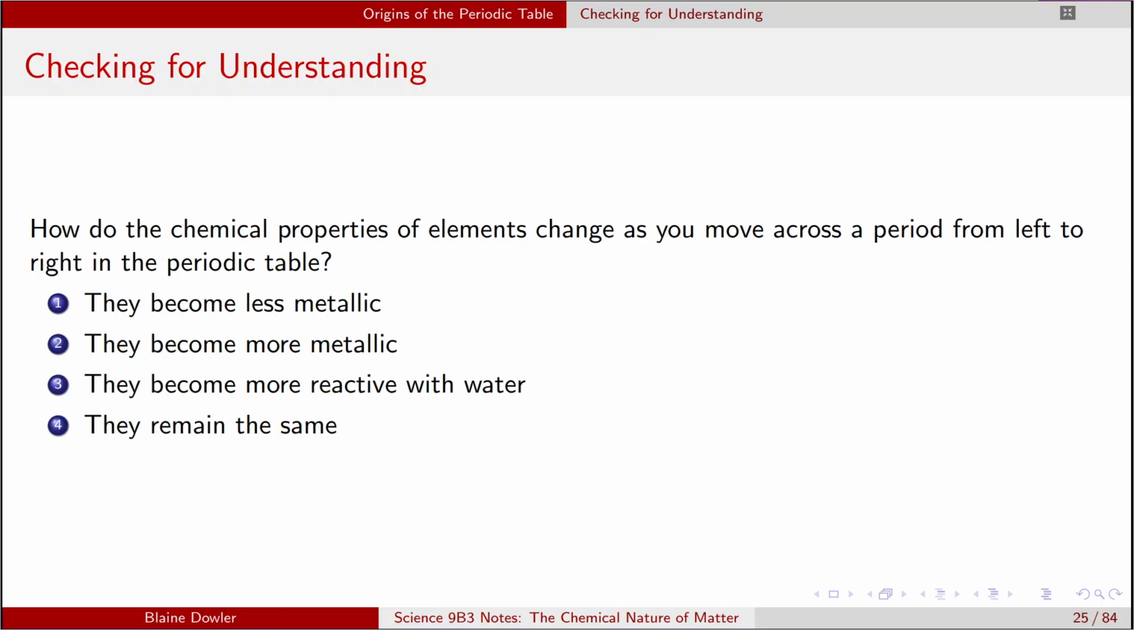How do the chemical properties of elements change as you move across a period from left to right in the periodic table? They become less metallic, more reactive with water, or they remain the same. Pause now if you need more time. They become less metallic. The far left are all metals, and then we move into the metalloids before we get to the nonmetals, and finally the noble gases.